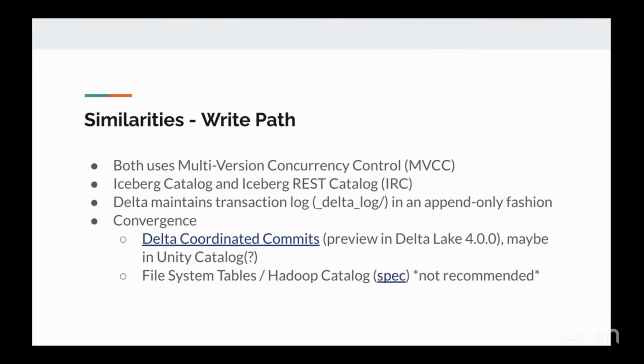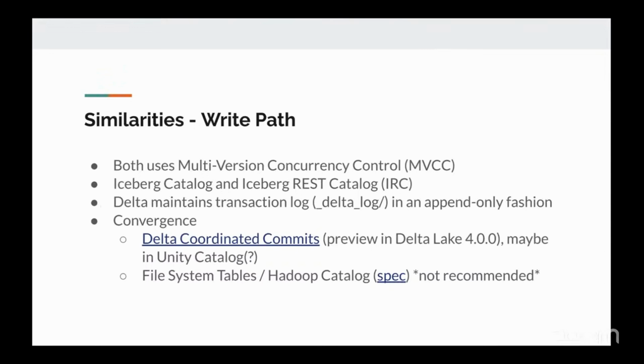And Iceberg has similar functionality. This is done through the catalog layer itself. The Iceberg catalog, the Iceberg REST catalog protocol, they all support this concept of MVCC, and the first writer wins, right?